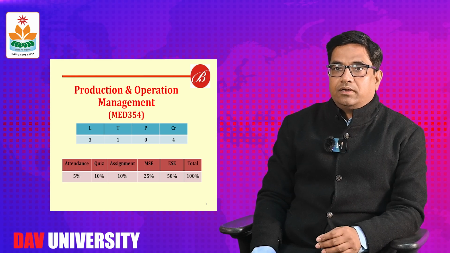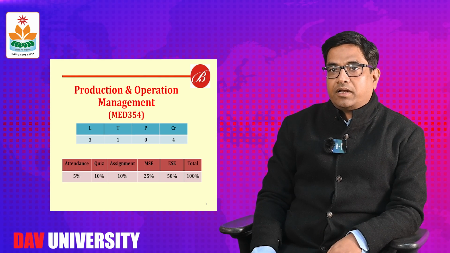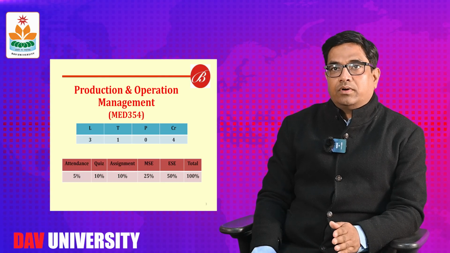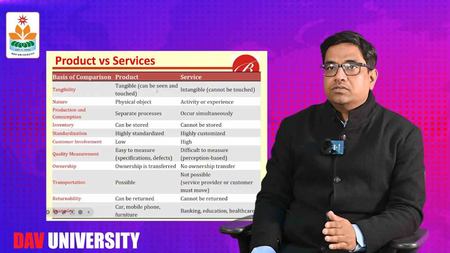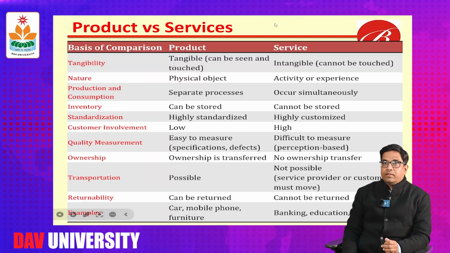Now, after the historical development of production and operation management, we try to understand the difference between products and services on the basis of different parameters. Products are different from services in a number of parameters. The first parameter is tangibility. When we are talking about tangibility, we can see the product, we can touch the product.